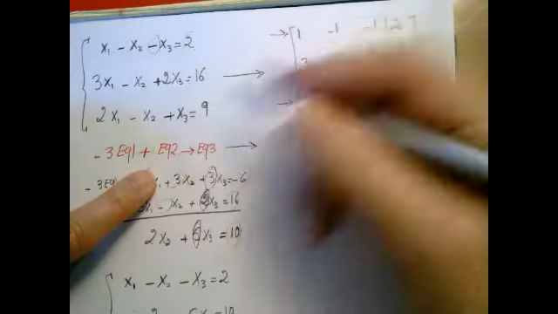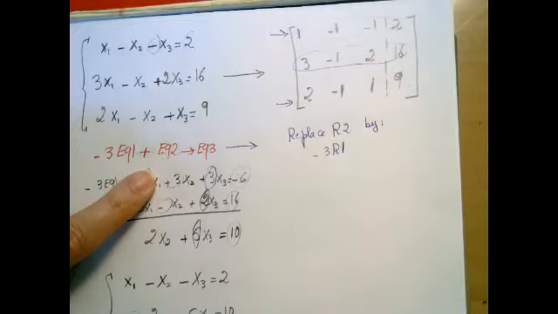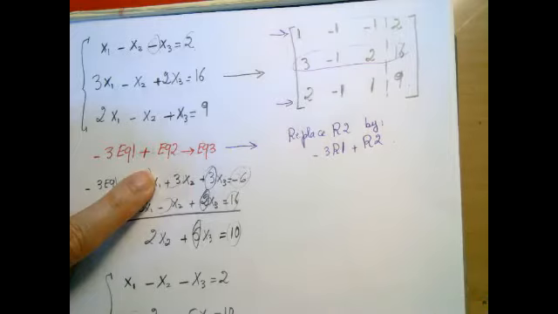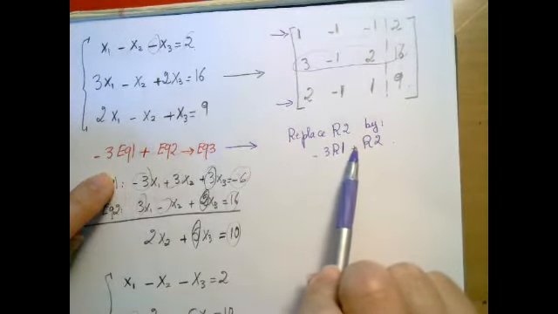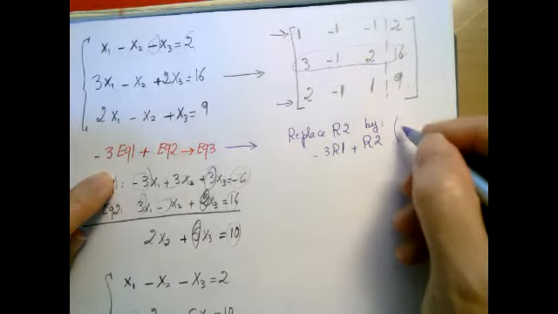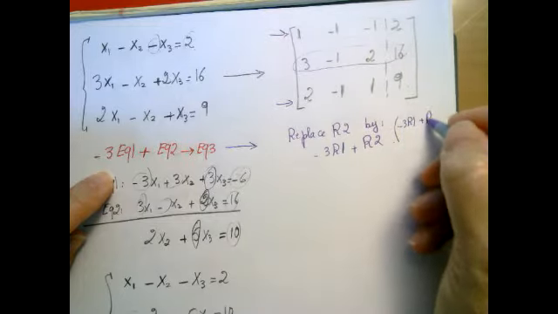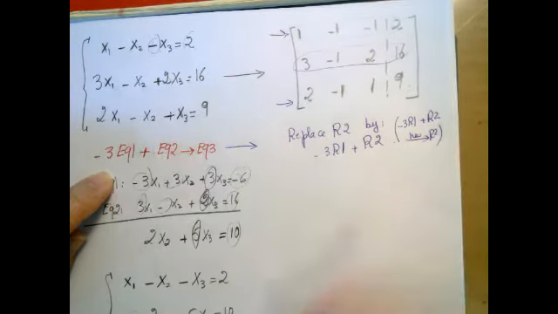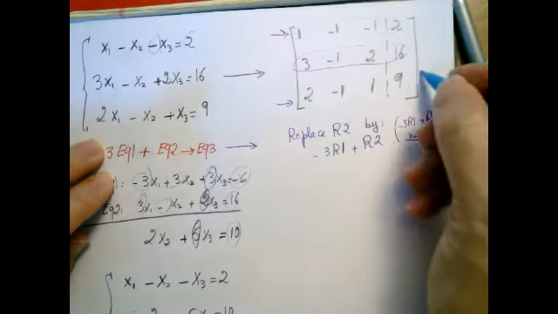What corresponds to this on the augmented matrix is the following operation: -3 times the first row plus the second row. So doing this operation on the equation corresponds to doing this operation on the augmented matrix. We will write this operation as: multiply this by -3 plus R2, and this will become my new row 2.